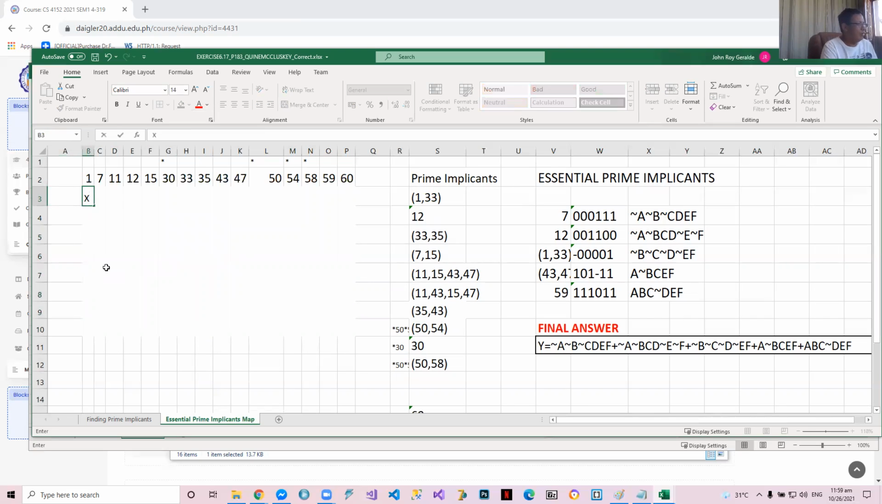So we'll mark X 1 and 33. Okay. And then we'll have 12. And then we have 33 and 35. This is 33 and 35. Okay. We follow. We have 7 and 15. 7 and 15. Okay. We have 11, 15, 43, 47.